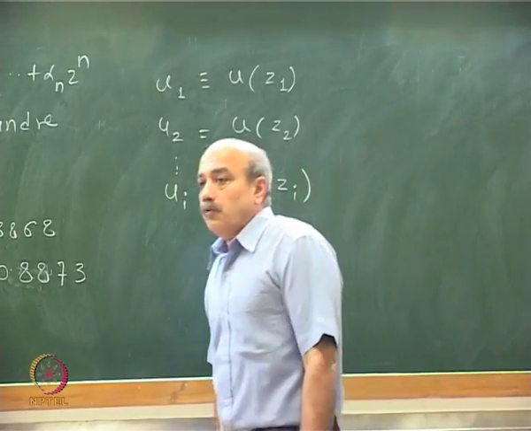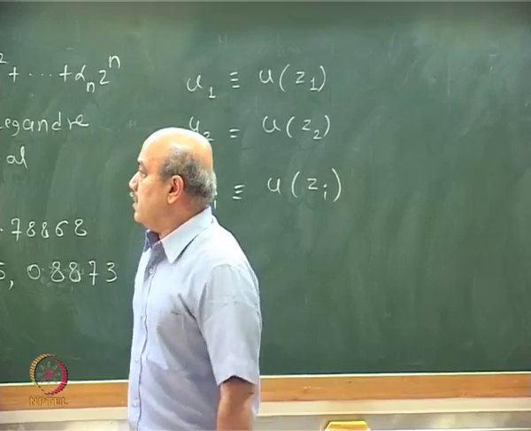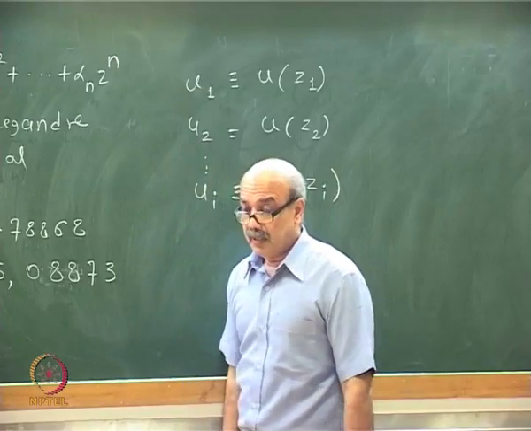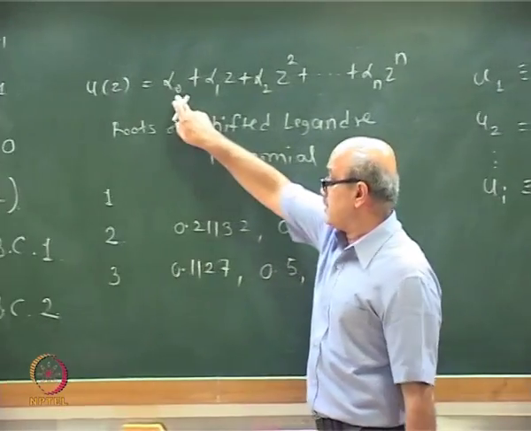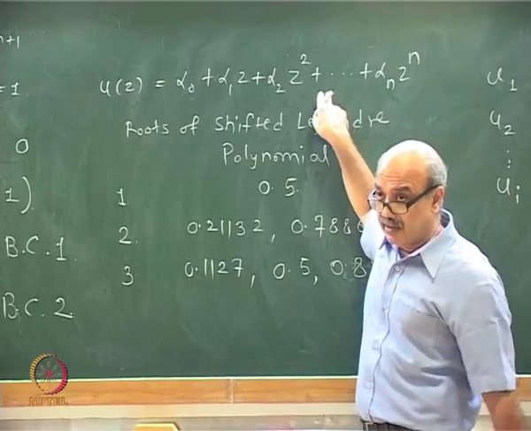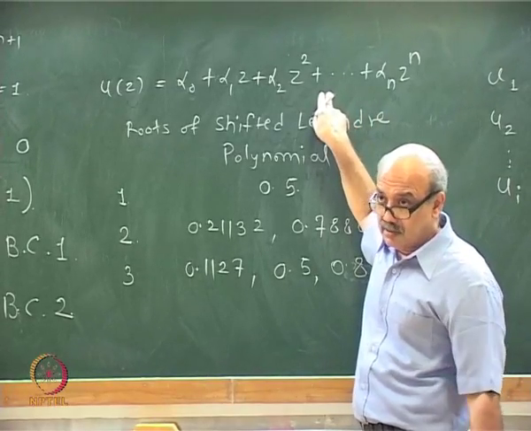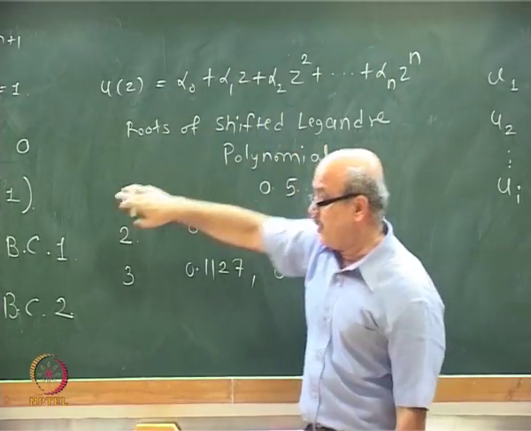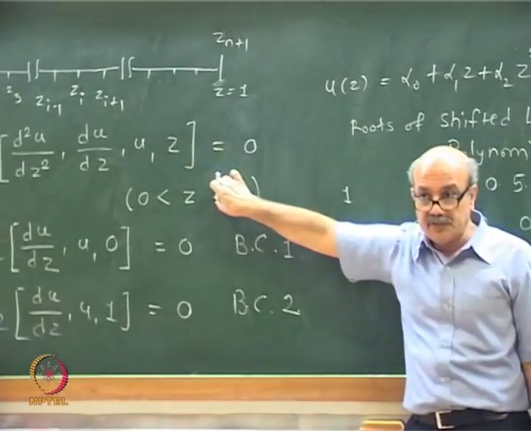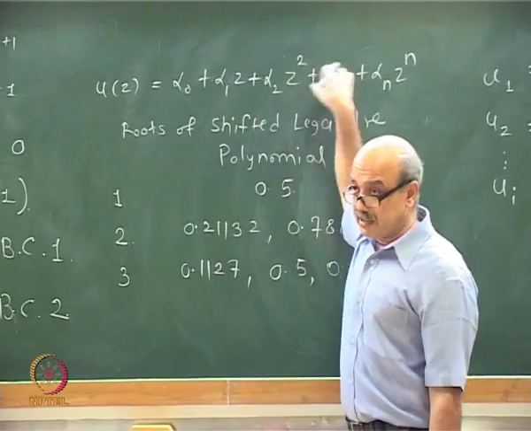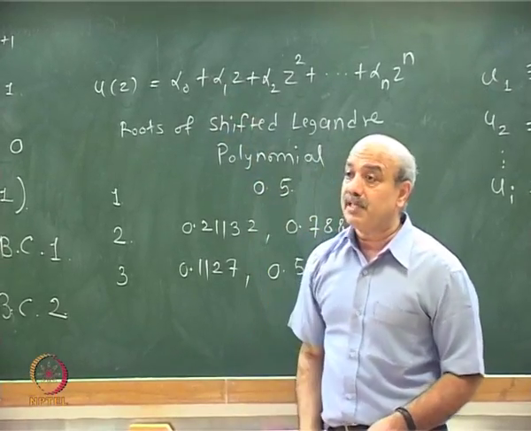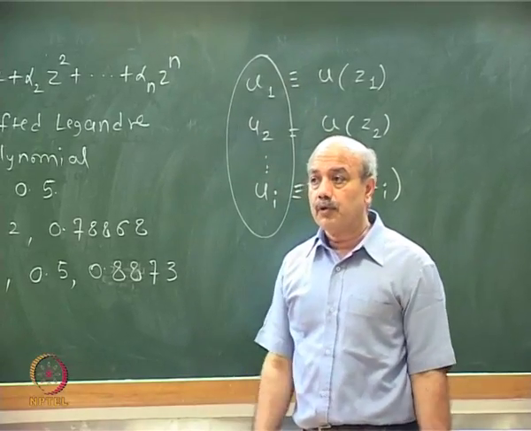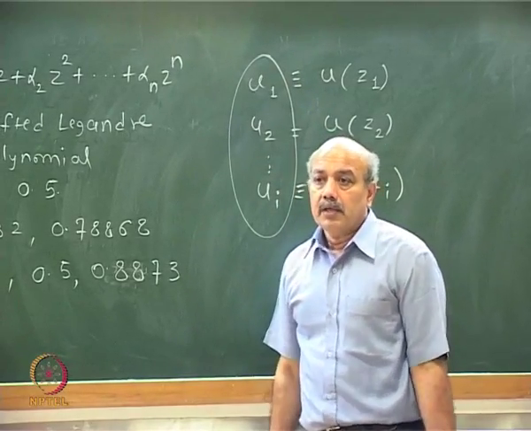Now, what we said in the last lecture is that we would like to express these coefficients alpha 0, alpha 1, alpha 2, up to alpha n. These are unknowns in this proposed approximate solution for the ordinary differential equation. I want to express these coefficients in terms of u1, u2, u3, u4, and so on.